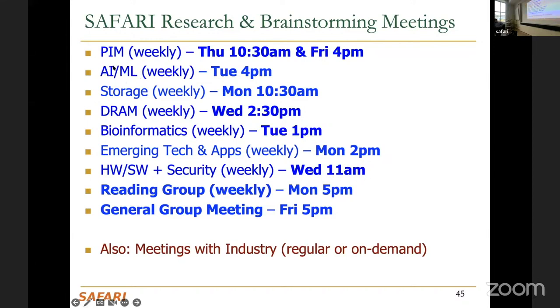This AI/ML is a general topic on how do we accelerate machine learning? How do we make it more scalable, more robust? And also how do we use machine learning to design better architectures, data-driven, as we discussed. Storage, I mentioned that. DRAM, I mentioned that. So a lot of the RowHammer research gets discussed in DRAM, but also other types of DRAM research gets discussed over there. There's bioinformatics, as you can see. And then there's an emerging technologies and applications meeting.